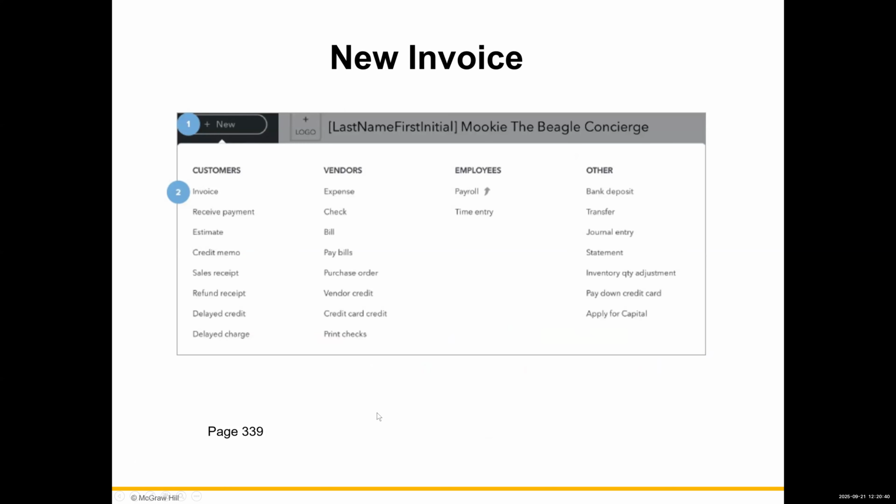Now, here's what a new invoice will look like. I'm just going to go to the create icon, because that's the new thing. Then you'll see this invoice. That's the wrong number, I need to fix that. I think that's the right page number there.